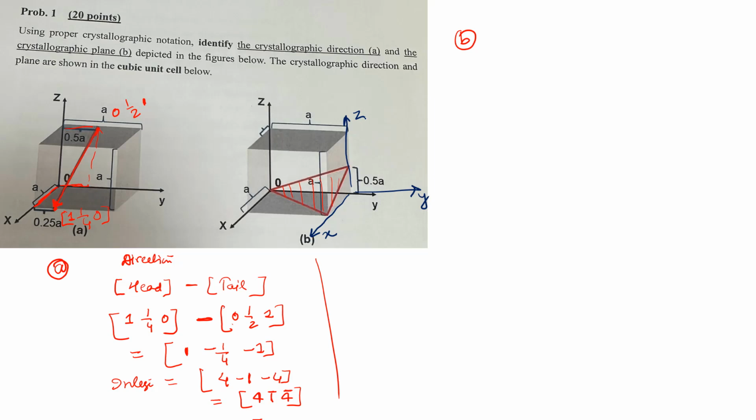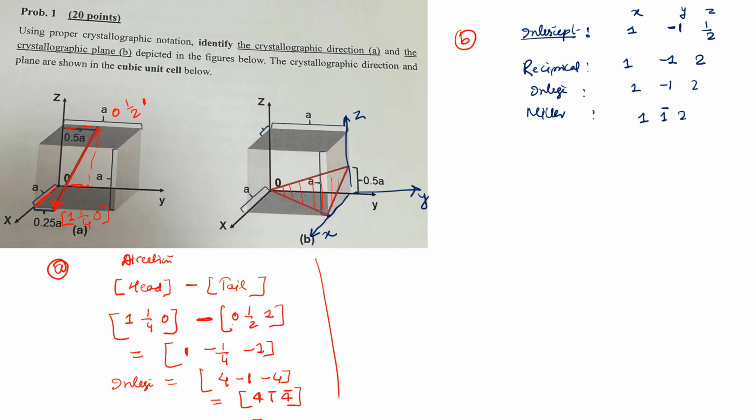Once we have moved this, what is the intercept in x? For the case of a plane, we first need to find the intercepts in x, y and z. In x we have an intercept of 1, in y we have an intercept of negative 1, and in z we have a half intercept. Now let us take the reciprocal: 1, minus 1, then 2. Since these are already integers, the Miller indices will simply be 1, 1 bar, 2. Okay, simple.